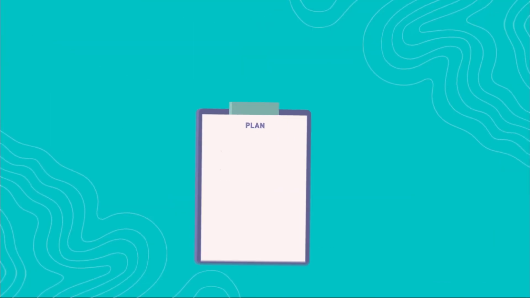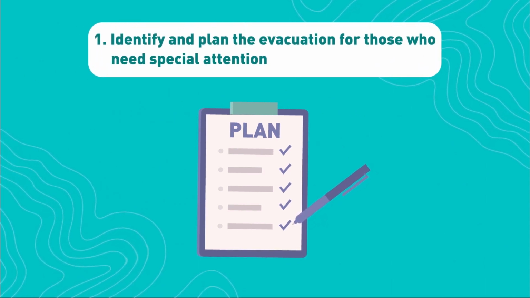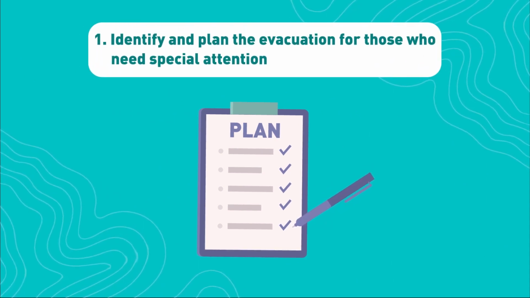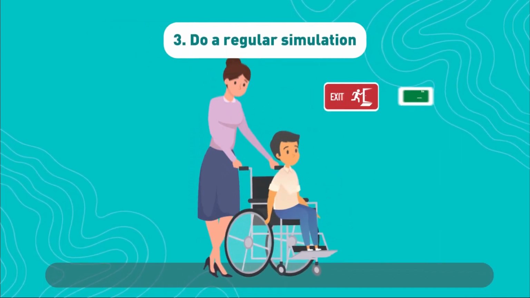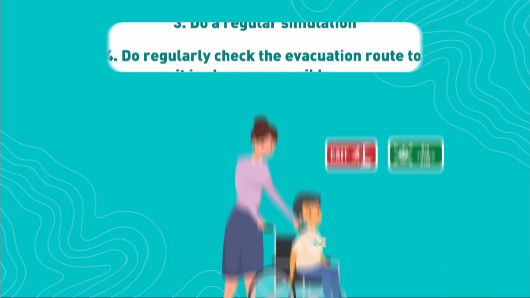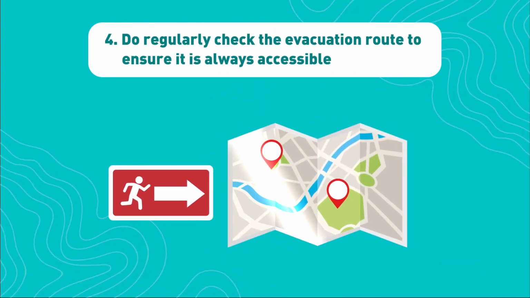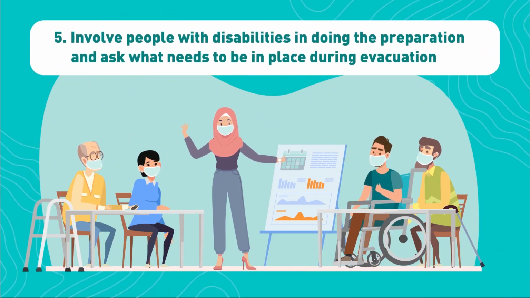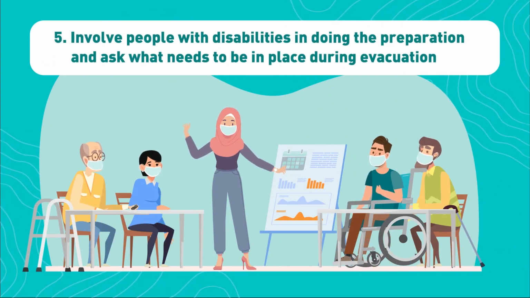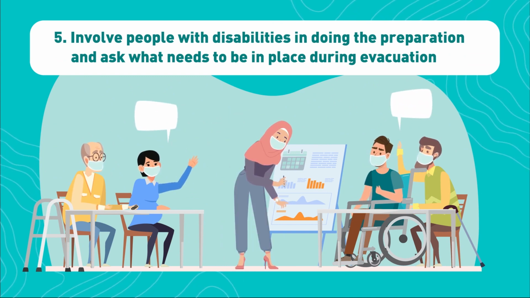Here are some preparatory actions. 1. Identify and plan the evacuation for those who need special attention. 2. Make a buddy system. 3. Do regular simulations. 4. Regularly check the evacuation route to ensure it is always accessible. 5. Involve people with disabilities in doing the preparation and ask what needs to be in place during evacuation.